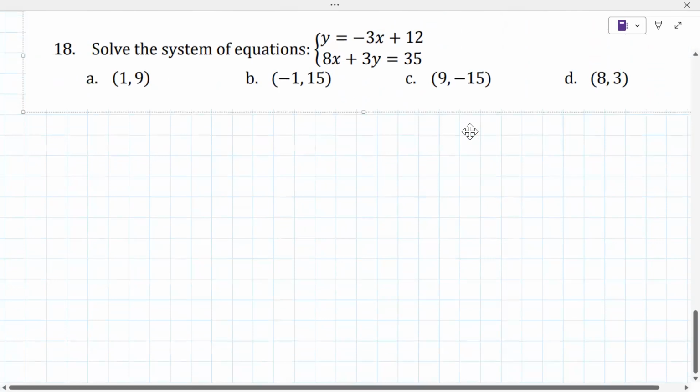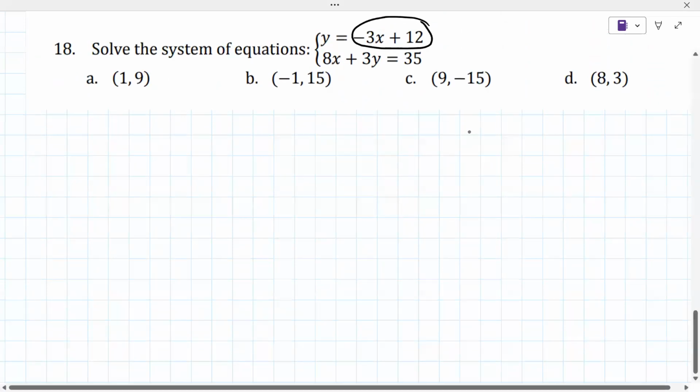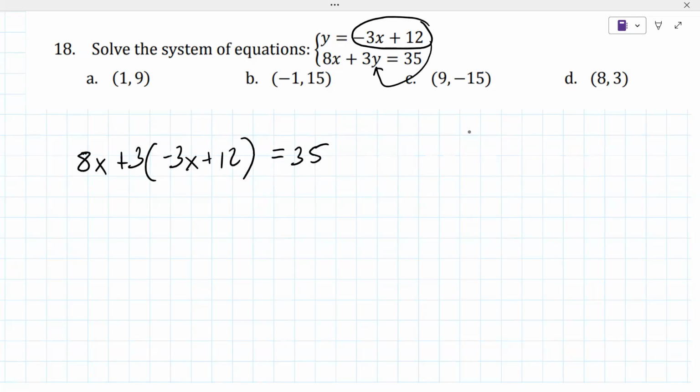So the first approach is to use substitution. Okay. But before we do that, maybe I should ask you some questions here. Well, maybe I'll try this one. We'll see if this works. So that goes in for y. So it's 8x plus 3 times -3x plus 12 equals 35.